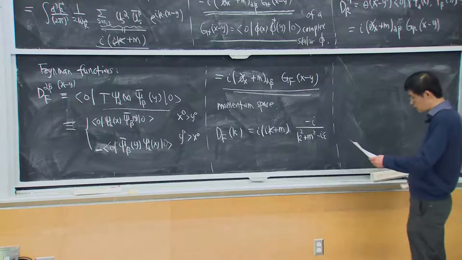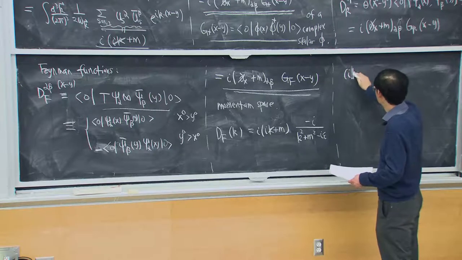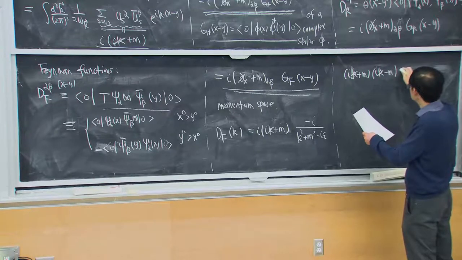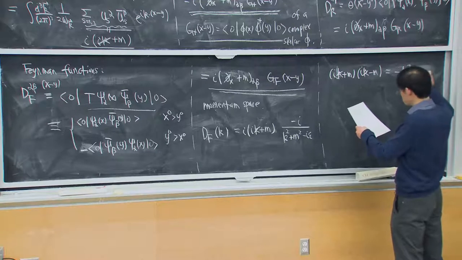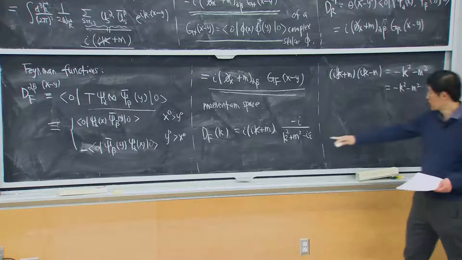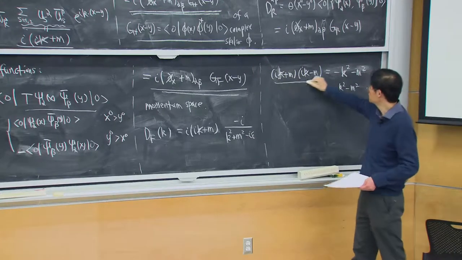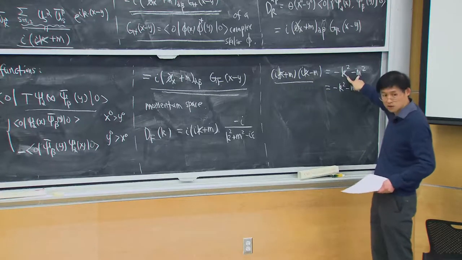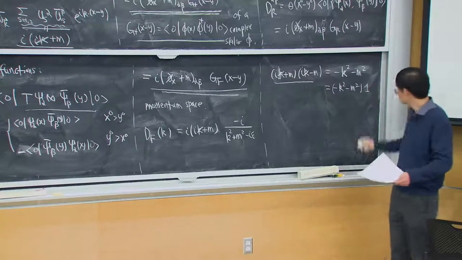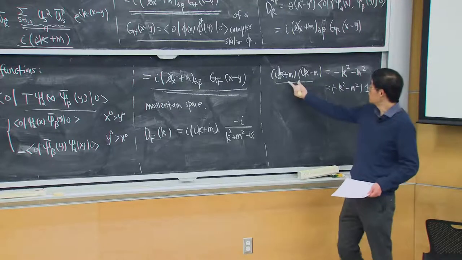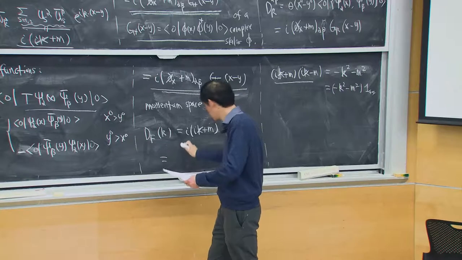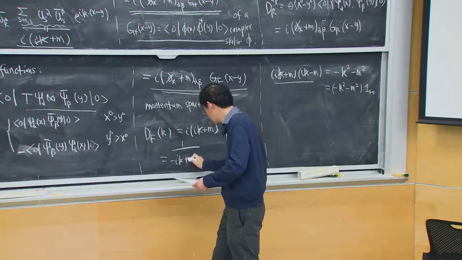And now if you remember this formula we discussed last time, (ik slash plus m)(ik slash minus m) equals minus k squared minus m squared. So essentially you see that k squared plus m squared is the product of these two. This is a two-matrix product, and the right-hand side is the identity matrix. So it's this number times the identity matrix. And you see that these two are inverse matrices of each other. So we can rewrite this as just the inverse of this matrix, minus ik slash plus m minus i epsilon.